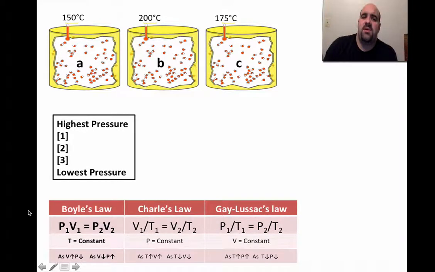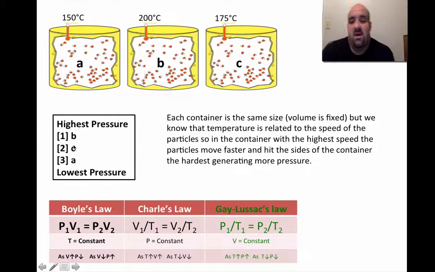In the 200 Celsius container, these particles should be moving much faster. They should be hitting the sides of the container much, much harder. So if we want to rank them in terms of pressure, the higher the temperature, the higher the pressure for a fixed volume of gas. So we have B, C, A in this case. And that's all spelled out there. The particles are moving faster, they have higher temperature, they're generating greater pressure.